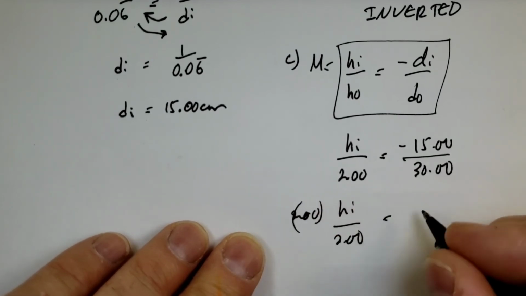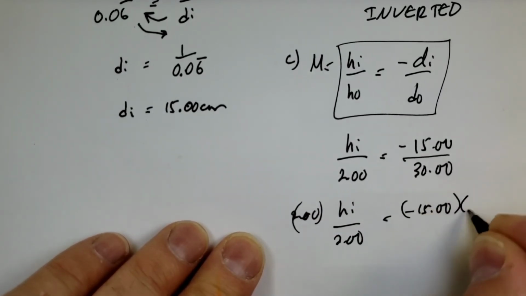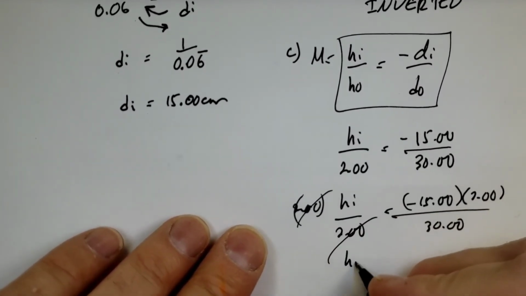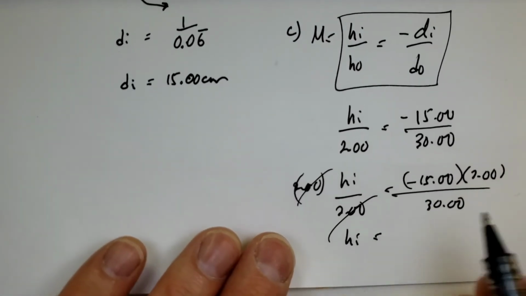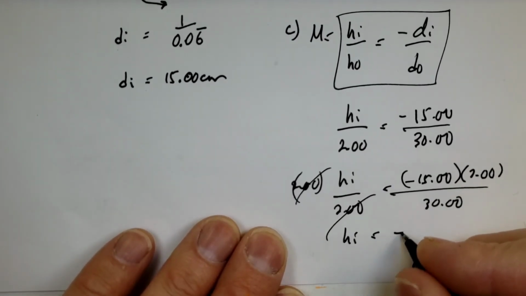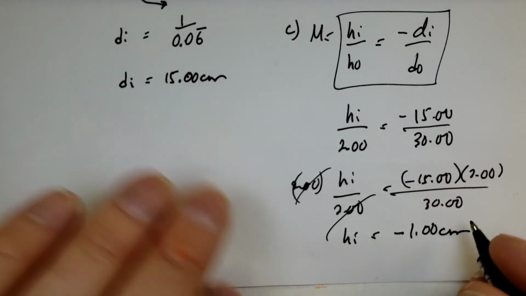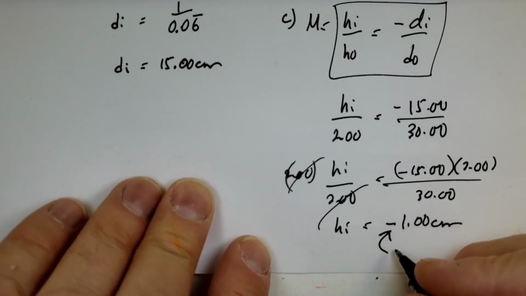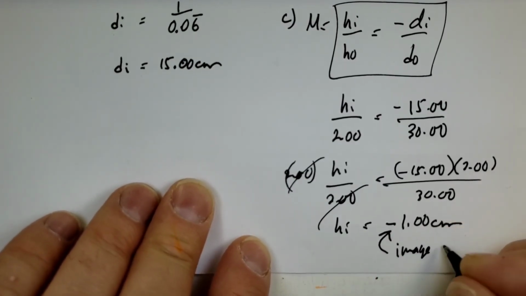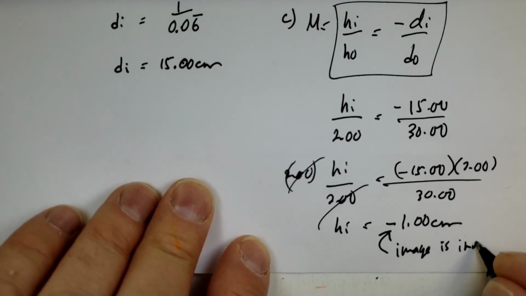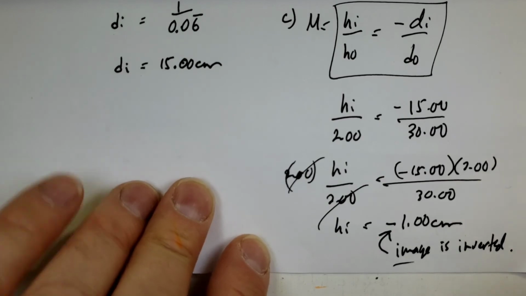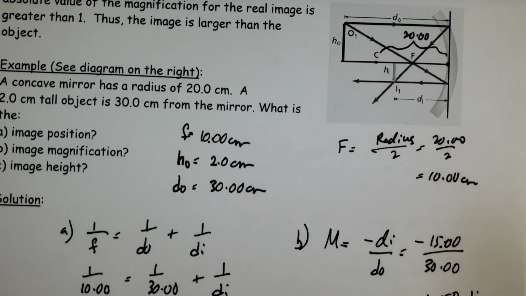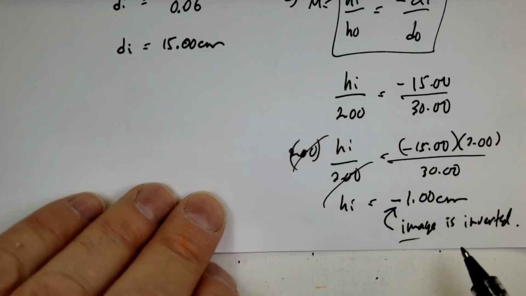multiply by 2. So we get that. And HI works out to negative 15 times 2 divided by 30 equals negative 1.0. So the image height, and of course if I get a negative for an image height, that also means the image is inverted, just like over here. So that's what the negative means. The negative just simply means that the image is going to be inverted compared to the object. So that's how you do that.